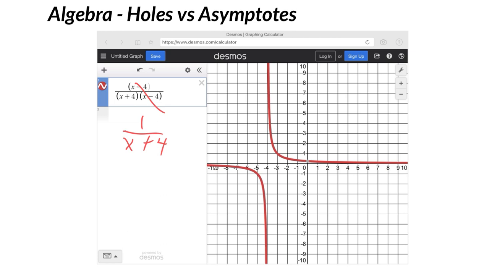And now in that simplified version, only negative 4 would cause the denominator to be 0. So only negative 4 would be our asymptote. And this other point is called a hole. Now the hole happens at that 0 that got factored out.